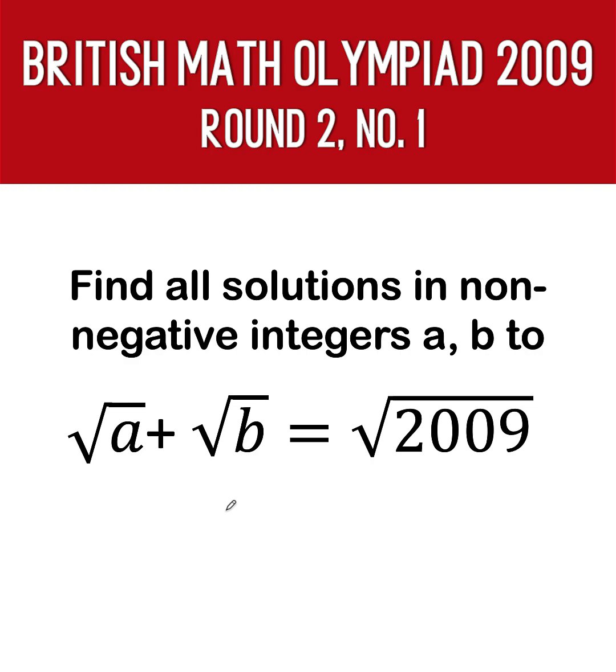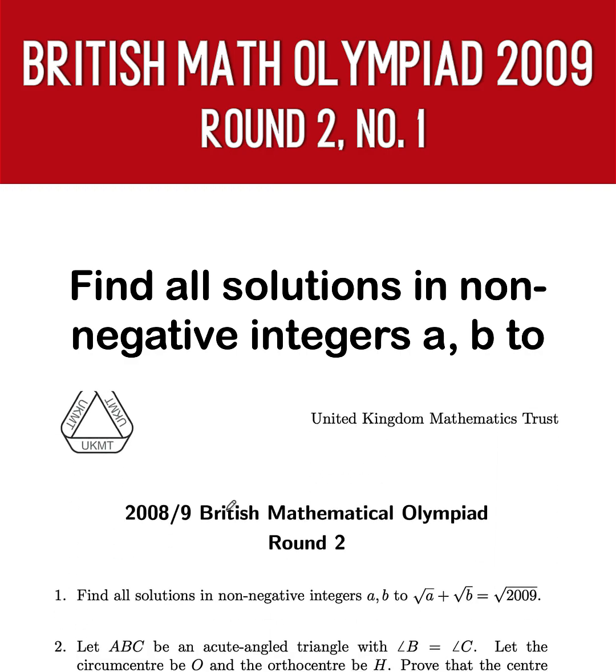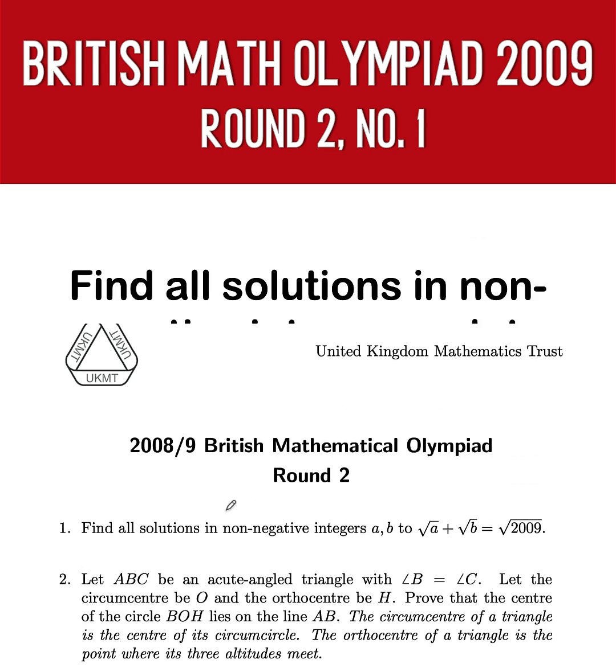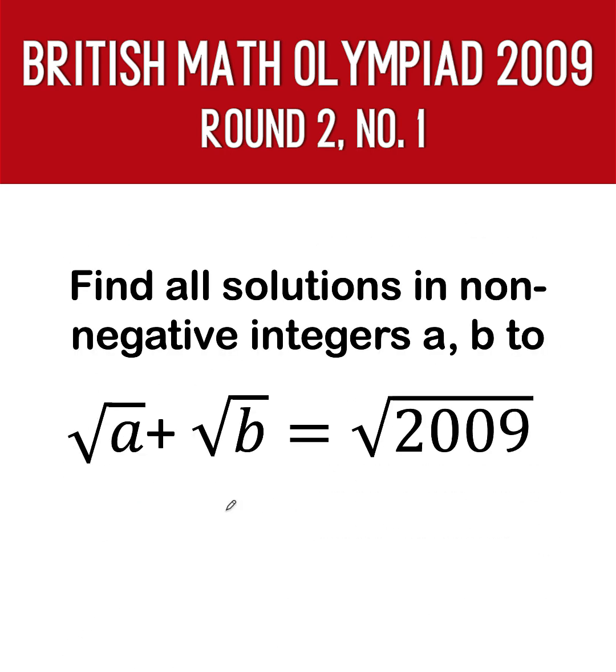Hi everyone, here is our math problem for today. This is taken from the British Math Olympiad, round number 2, question number 1. And here's the problem. Find all solutions in non-negative integers a and b to the equation the square root of a plus the square root of b equals the square root of 2009. You can pause the video and see if you can solve this British Math Olympiad question.